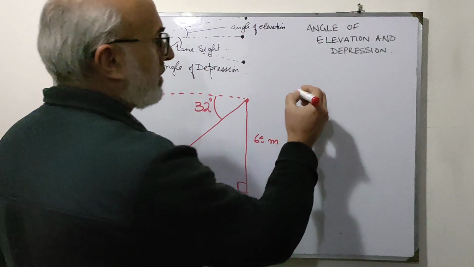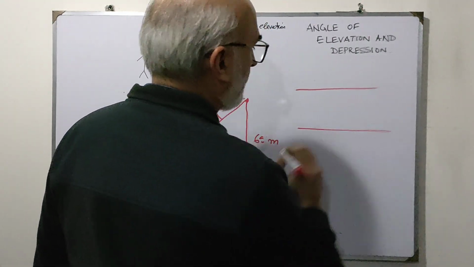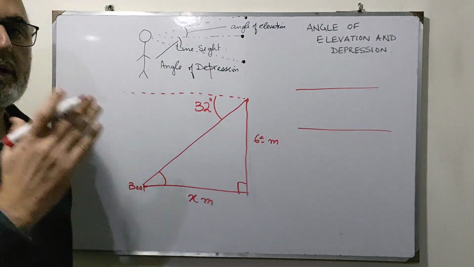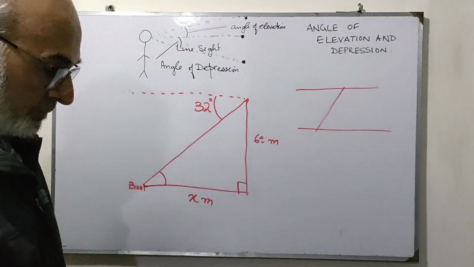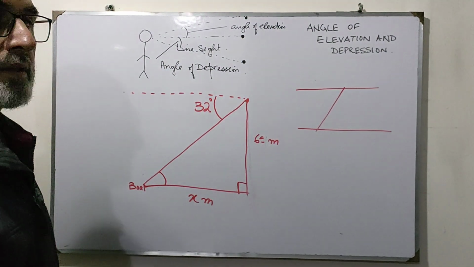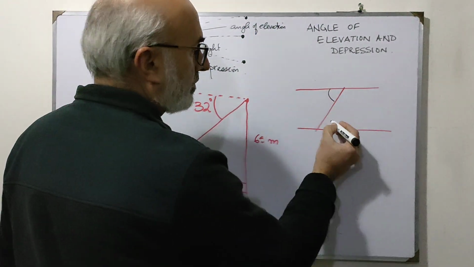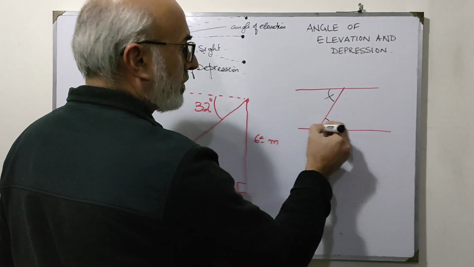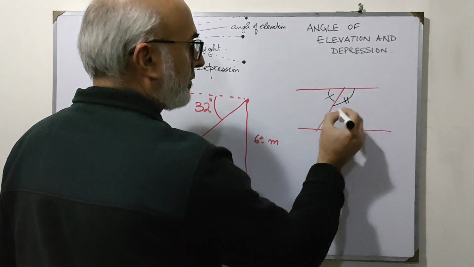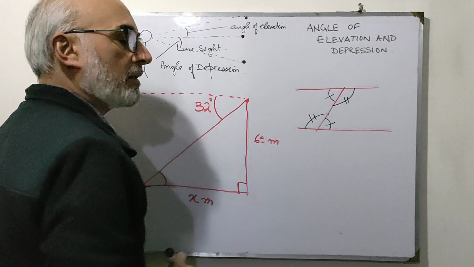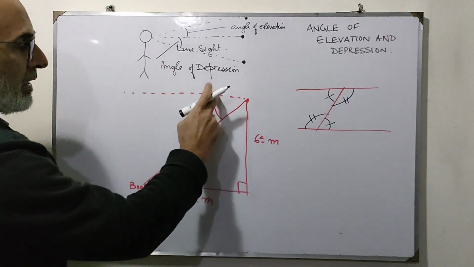Now, if we remember, when we have two straight and parallel lines, and there is a transversal, then the alternate angles, this is equal to this, and this angle is equal to this angle. The alternate angles are equal. The same is the case here.